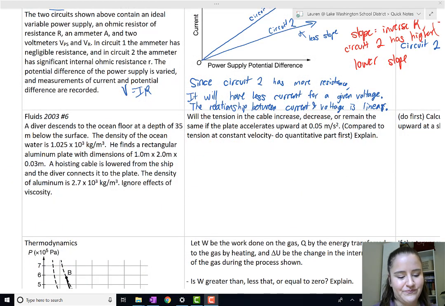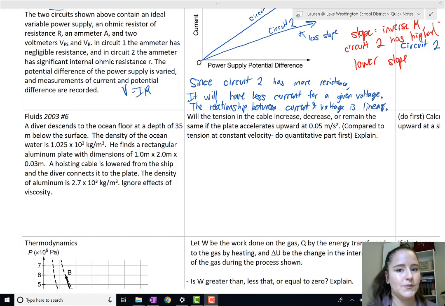Okay, next problem. This one has to do with fluids, and I'm pretty sure it's from 2003. A diver descends to the ocean floor at a depth of 35 meters below the surface. The density of the ocean water is 1.025 times 10 to the third kilograms per meter cubed. He finds a rectangular aluminum plate with dimensions 1 by 2 by 0.03 meters. A hoisting cable is lowered from the ship and the diver connects it to the plate. The density of aluminum is 2.7 times 10 to the third. Ignore the effects of viscosity.